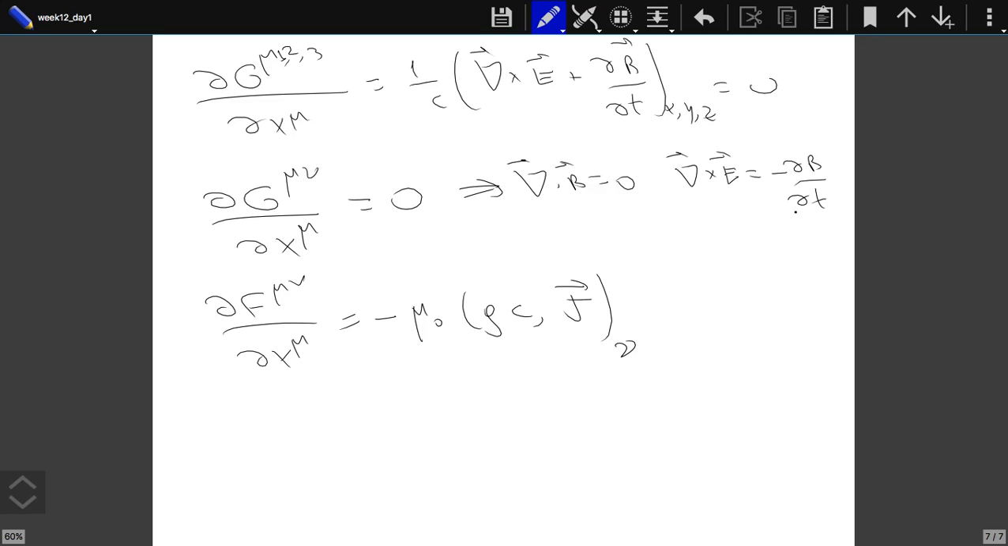So we had 4 equations in which time and position appeared in a not so symmetrical fashion. We just combine them into these 2 tensors, F mu nu and G mu nu, in which time and position appear symmetrically. And then those 4 equations we could write in terms of these 2 equations, where time and position are treated symmetrically. That's the advantage of this.